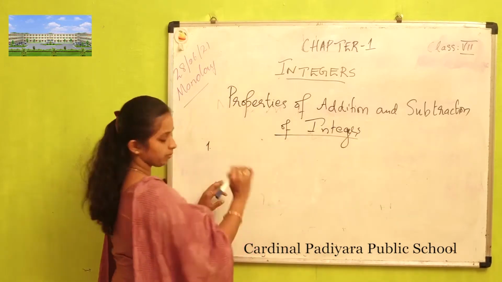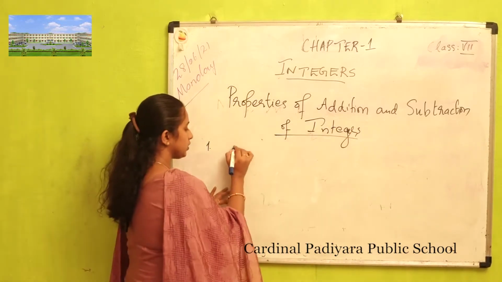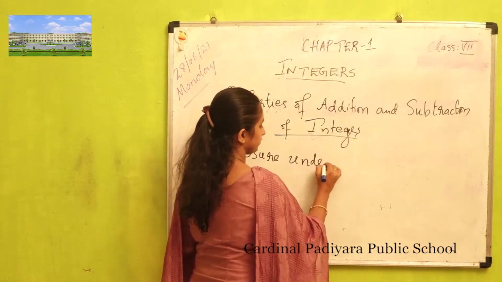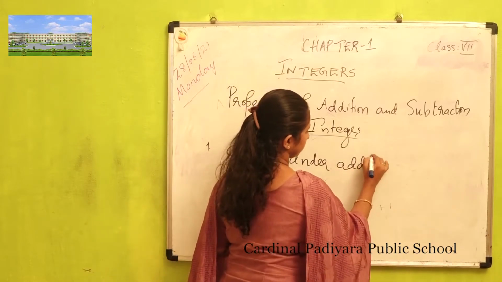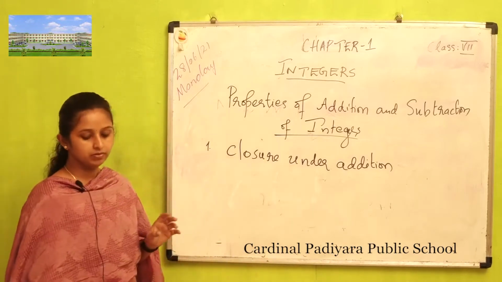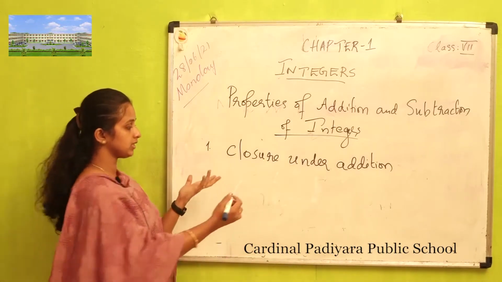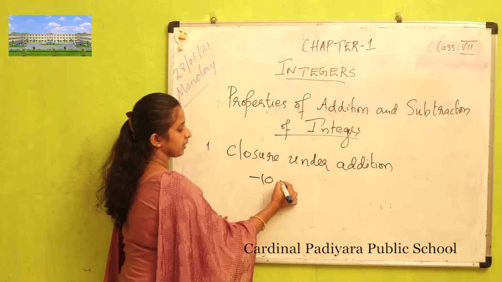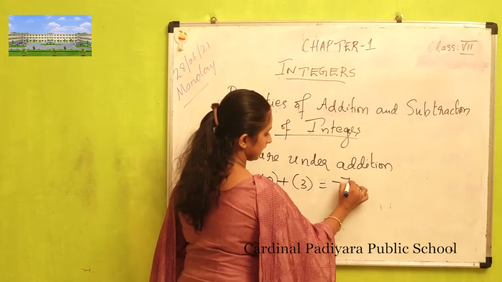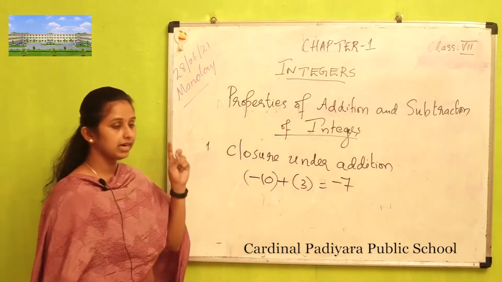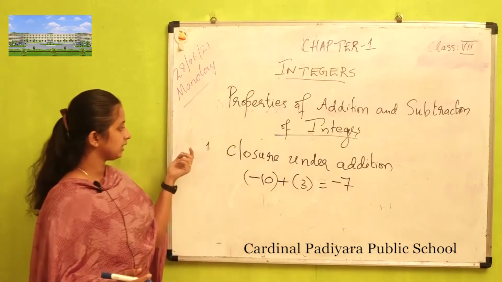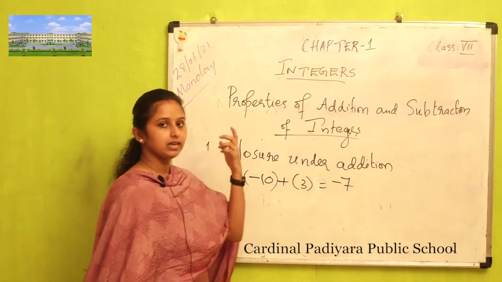Okay, the first property is closure under addition. What's the meaning of closure under addition? That means when we are adding two integers, we can take any two integers, that is negative 10 plus 3. The answer is negative 7. So when we are adding two integers and we are getting an integer as the answer, we can say that integers are closed under addition.